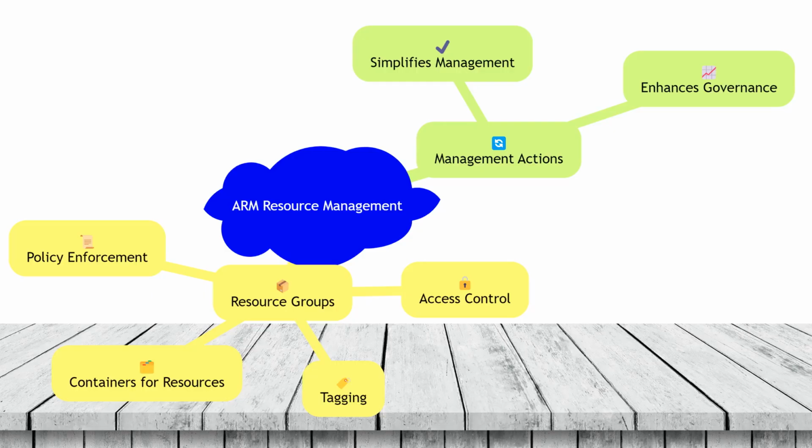ARM allows you to manage your resources through resource groups, which act as containers for related resources. By organizing resources into groups, you can apply management actions, such as tagging, access control, and policy enforcement, at the group level. This approach simplifies resource management and enhances governance.